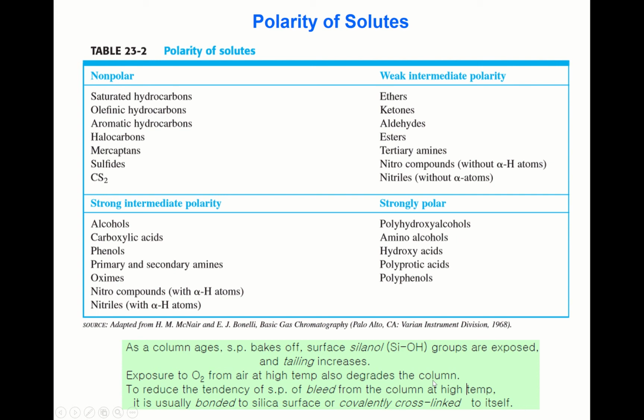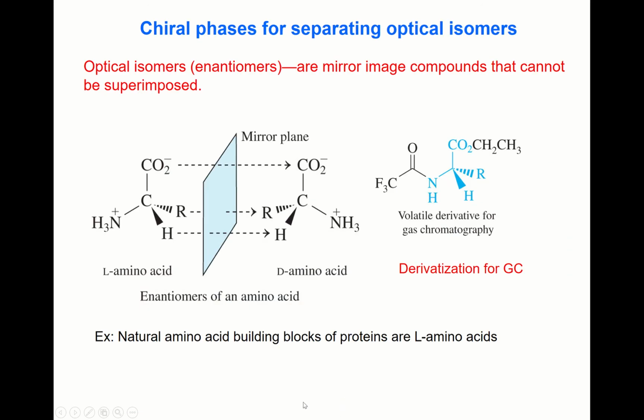As I mentioned, the column may bleed. To reduce the tendency of stationary phase to bleed from the column at high temperature, it is usually bonded to the silica surface or covalently cross-linked to itself. Bleed means detachment. Making a chemical bond, covalently cross-linked or bonded to the silica surface, may reduce this bleeding tendency. Okay, let's stop here.